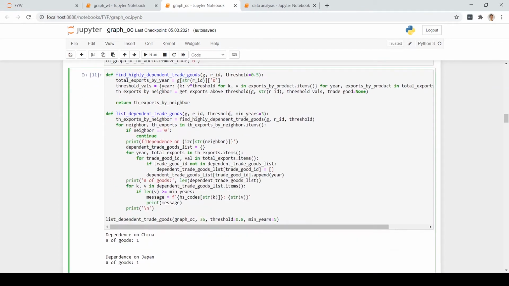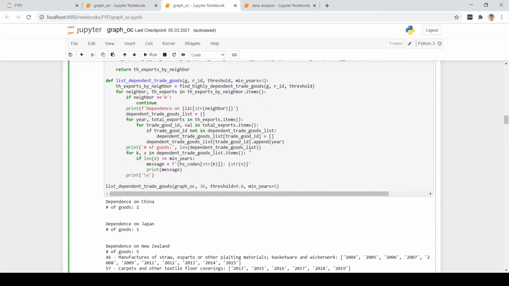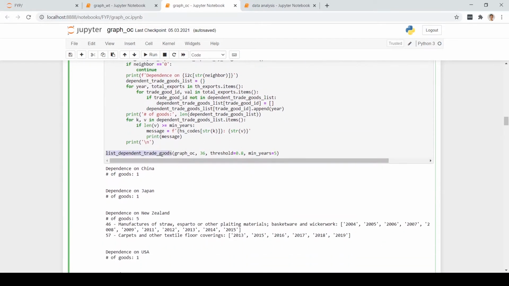The first thing to show off here is the list of dependent trade goods. This function allows us to look at select trade goods that are highly dependent. For example, here in the first parameter, we pass in the graph that we want to analyze. We pass in the ID of the particular node that we want to look at. In this case, 36 is Australia. So we're looking at the export dependence of Australia on different countries.